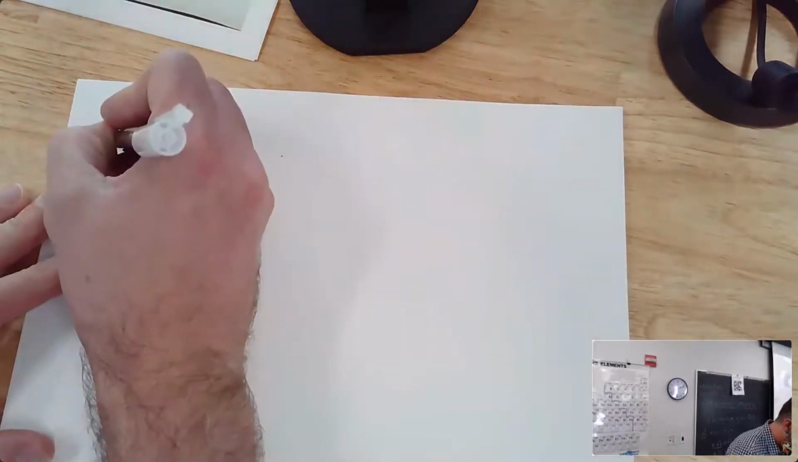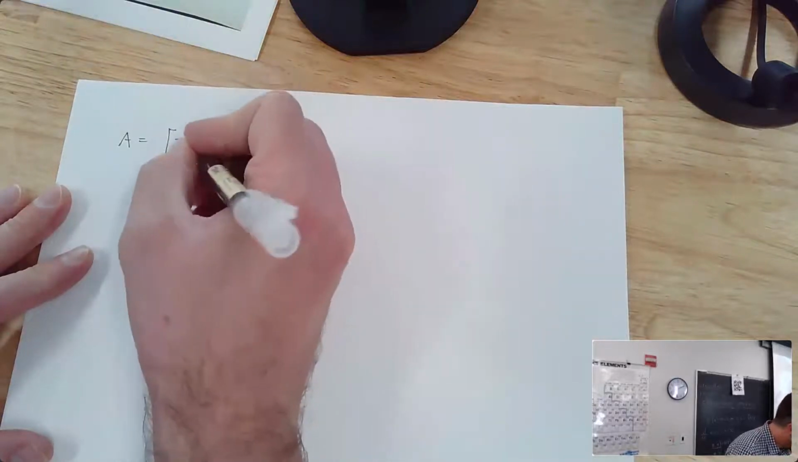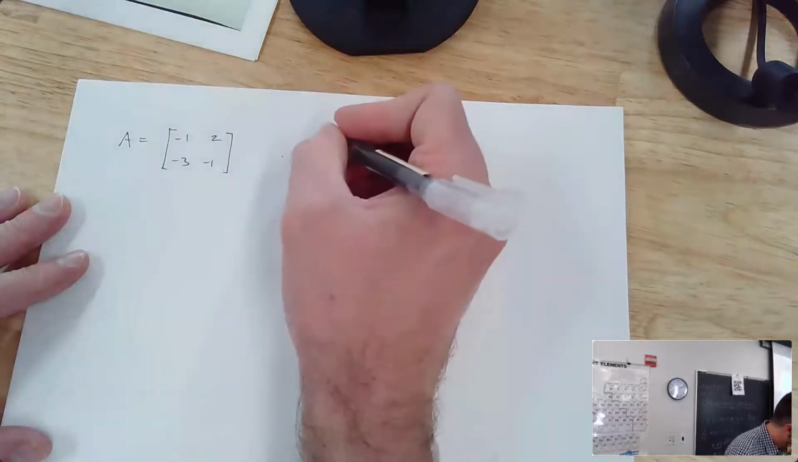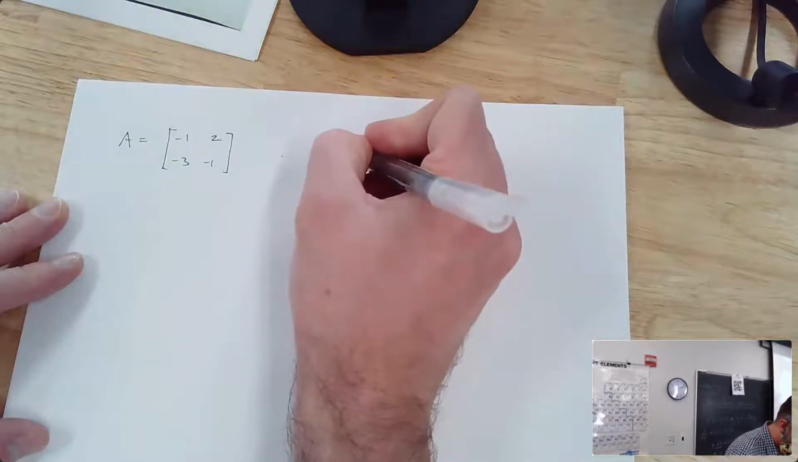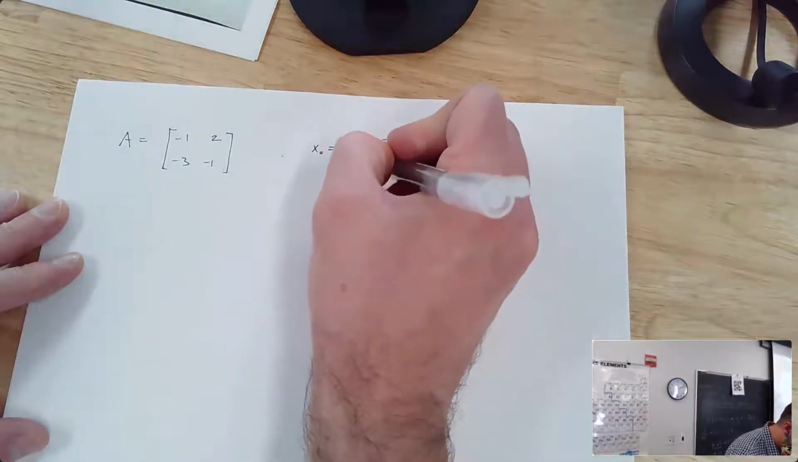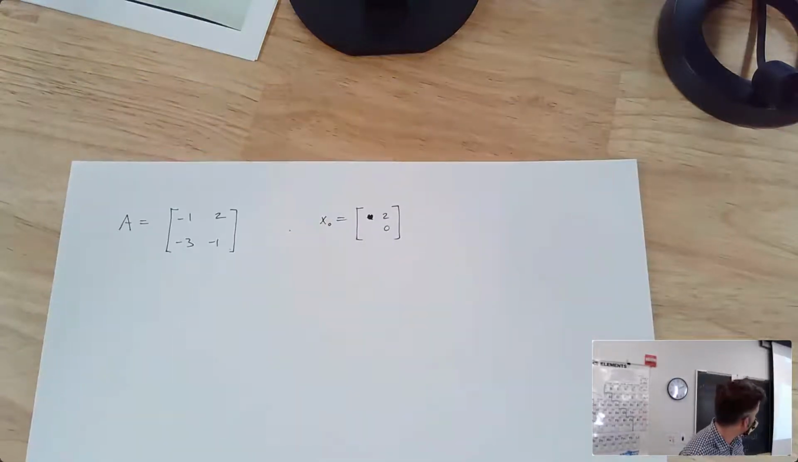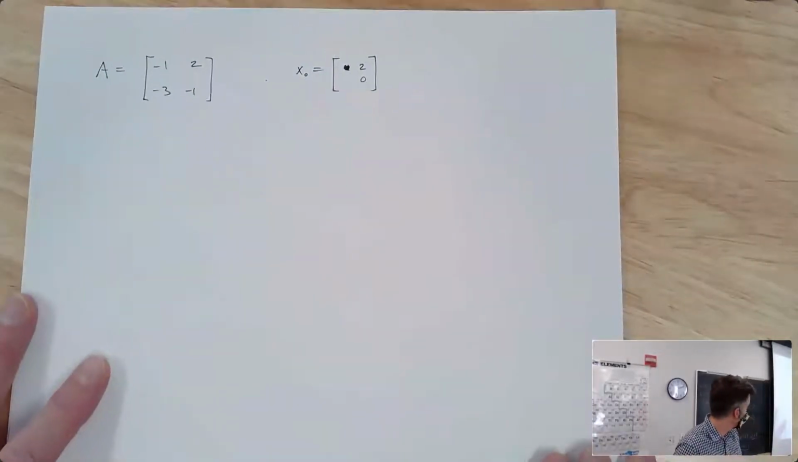Let's look at the matrix A equals negative 1, 2, negative 3, negative 1. And our initial condition is zero. I'll be honest, I picked one from the book. I haven't checked it. It might turn out to be terrible. If it turns out to be terrible, we might move on.